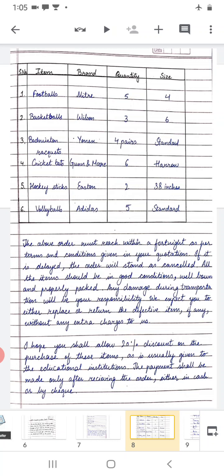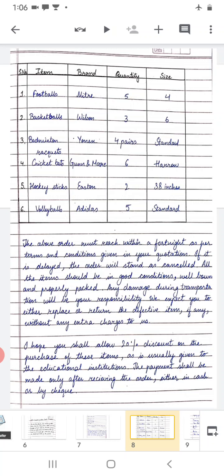The above order must reach within a fortnight. Fortnight is a period of, find out, it's a period of 14 days or 15 days. Many students are confused, so it's for you to find it out. So, the above order must reach within a fortnight as per terms and condition given in your quotation. If it is delayed, the order will stand as cancelled.